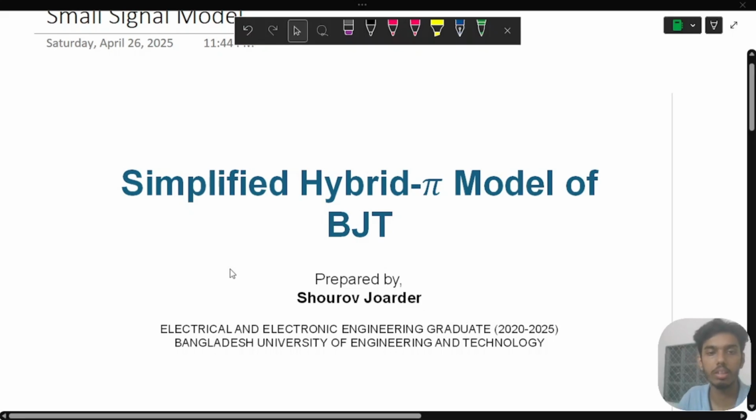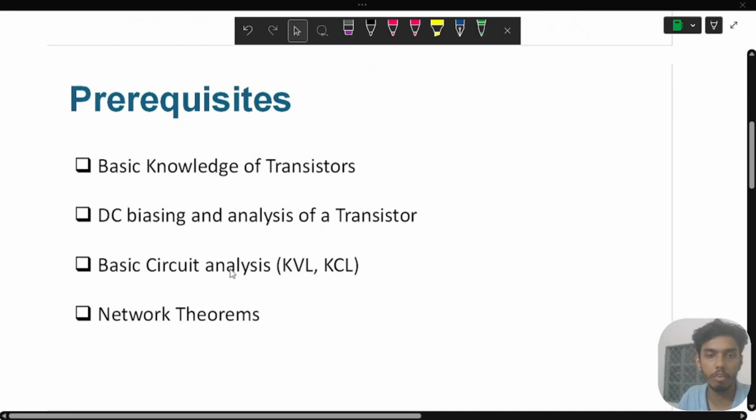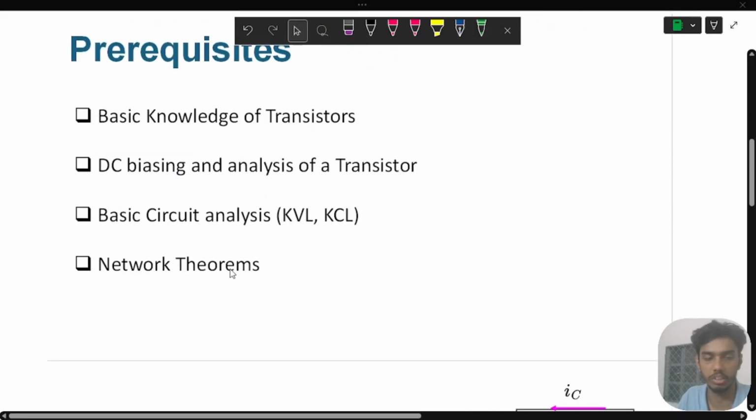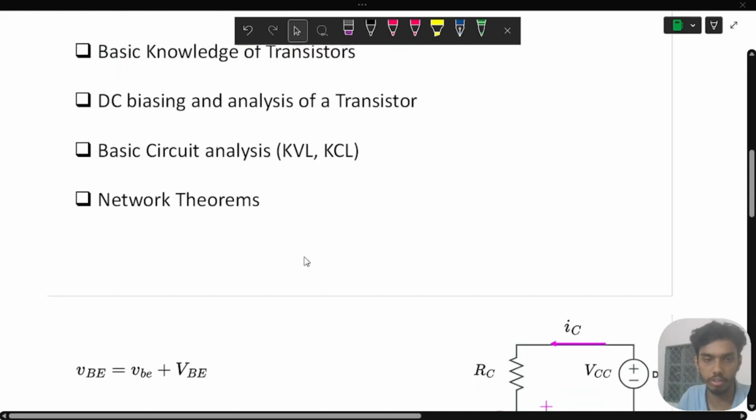Hello everyone, welcome to this lecture on a simplified hybrid pi model of a BJT. We'll try to understand how to form an equivalent circuit of a transistor, and we'll also try to derive the equations regarding that circuit. Before diving into the details, we need some basic knowledge of transistors, DC biasing and analysis of a transistor, some basic circuit analysis like KVL and KCL, and some network theorems.